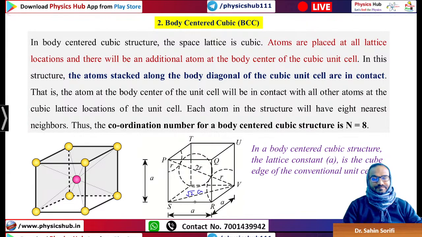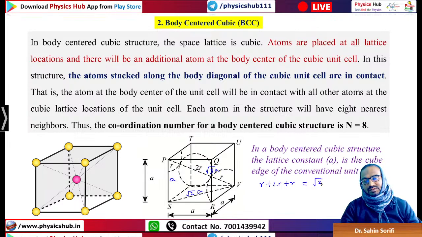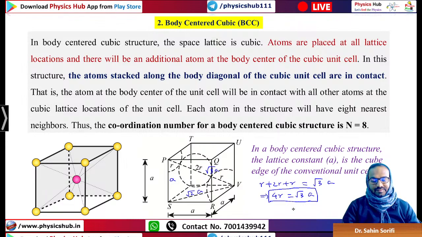Now this is also a, and this is root 2 a. So what will this overall distance be? Root 3 a. So r plus 2r plus r is also equal to root 3 a. So 4r equals root 3 a. This relation you are going to use while calculating the atomic packing factor.